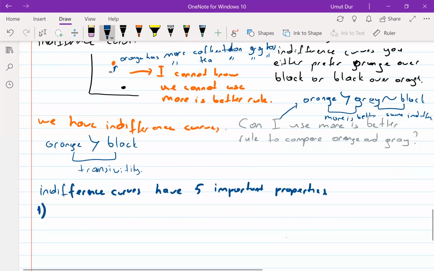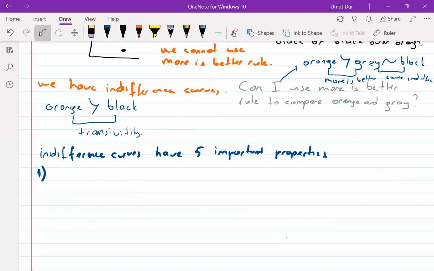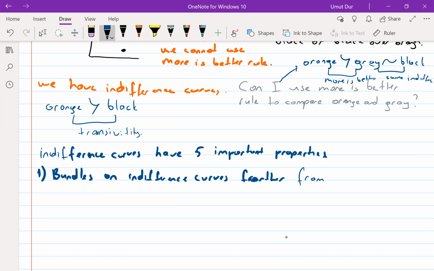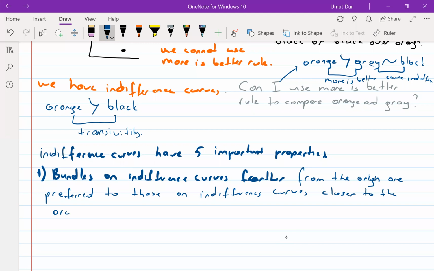The first one is: bundles on indifference curves farther from the origin are referred to those on indifference curves closer to the origin.